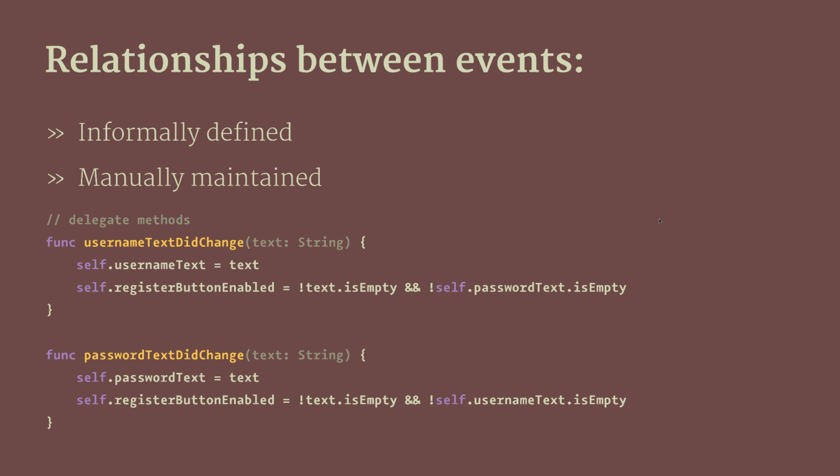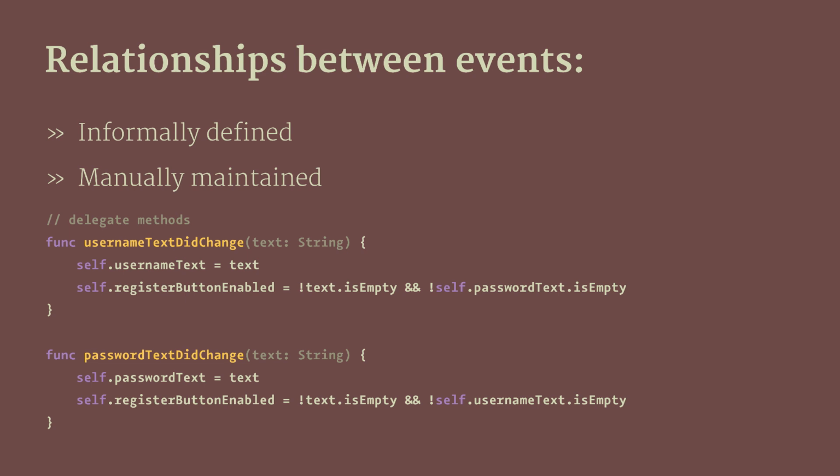And what I mean by that is we have two events happening here, both delegate methods, username text did change and password text did change. Both of these update the state of the register button enabled, but they rely on data from the other event. And so we're combining data from the two different events there. And that means there's a relationship here between these events. The username text is relying on data from the password text event to determine its logic for the register button enabled. But there's no compiler helping us here.